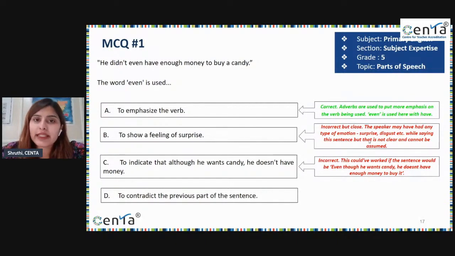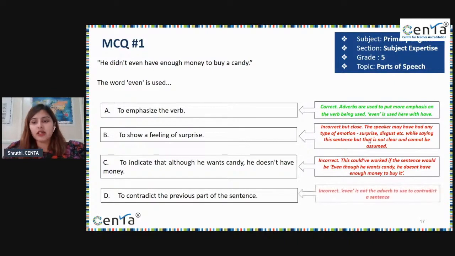Let's finally look at why D is incorrect. D is incorrect because even is not an adverb that you usually use to contradict a sentence. So you could maybe use an although or an even though, or alternatively, in contradiction, or in contrast. There's a lot of other adverbs that you can use. Even is not one of them, especially in this context, and therefore D is not the correct answer.